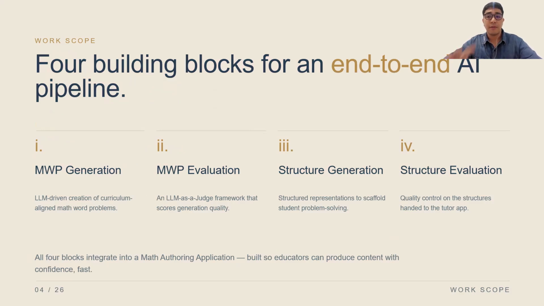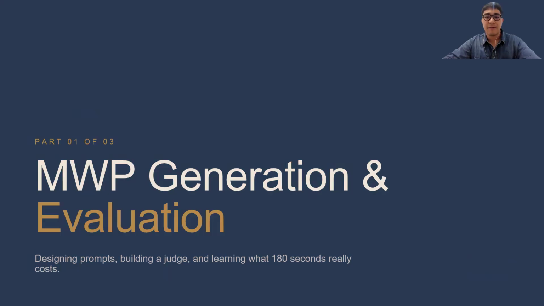So my work broke down into 4 subtasks. First, generating math word problems with large language models. Secondly, evaluating those generated math word problems for quality. Third, generate structured representations for each of the problems for the tutoring application. And lastly, evaluating those model structures. So by the end of this internship, all 4 blocks were then integrated into the math authoring application. So let me walk you through each part, starting with the MWP or math word problem generation and evaluation.